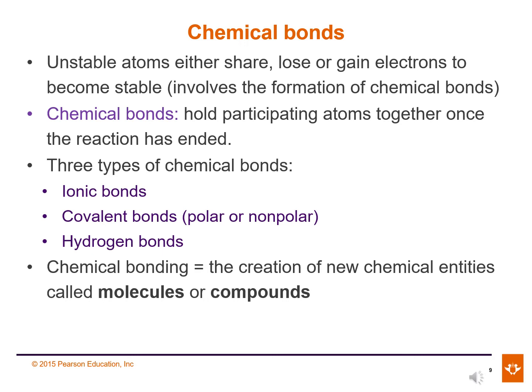As mentioned in the previous slide, atoms with unfilled valence shells will either share, lose, or gain electrons to become stable, and this creates the formation of chemical bonds. We will look at the following 3 types of chemical bonds: ionic bonds, covalent bonds, both polar and nonpolar, and hydrogen bonds.